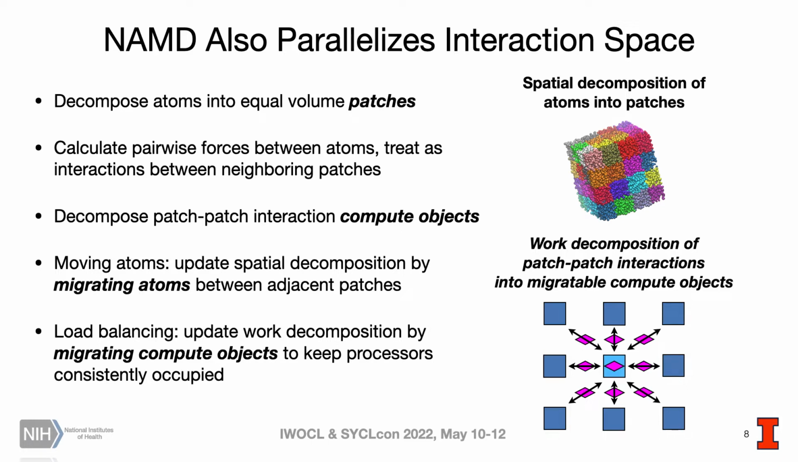patches themselves. As the atom positions are updated, we have to update the domain decomposition by migrating atoms between adjacent patches. In NAMD, we are able to load balance by migrating the compute objects to keep processors more consistently occupied but not overloaded.